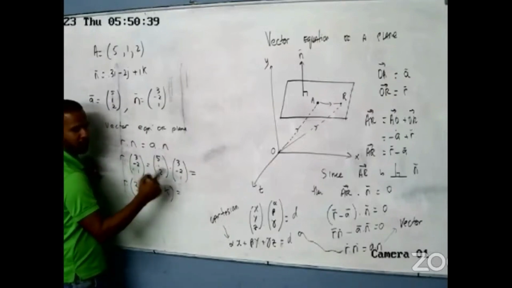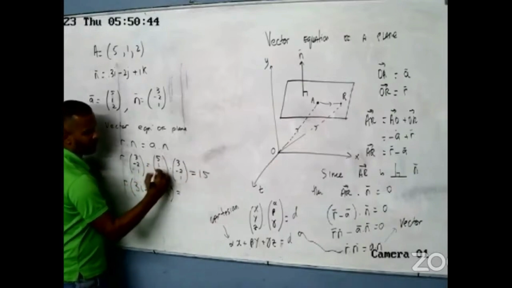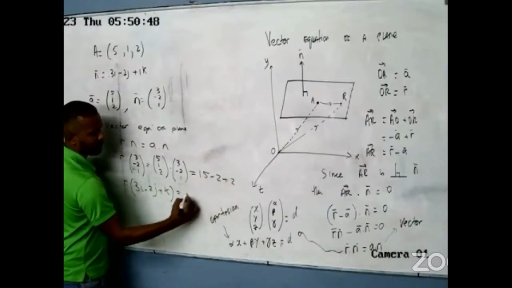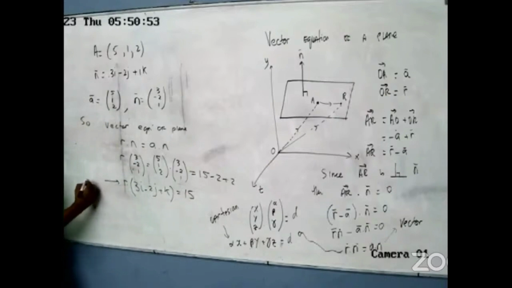Then we work out this product. 5 times 3 is 15, 1 times minus 2 is minus 2, 2 times 1 is 2. So you will get 15. That is your vector form. So this here is your vector form.